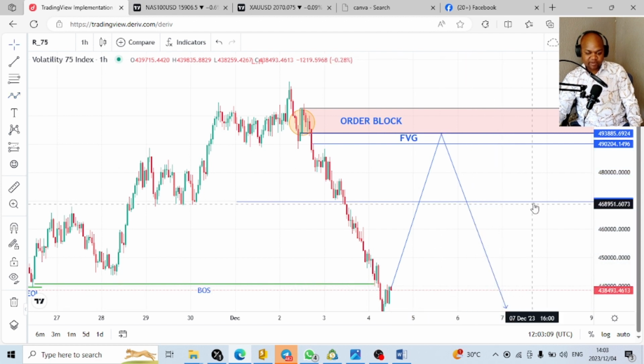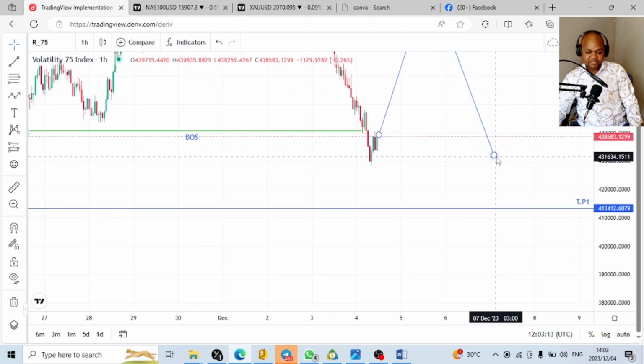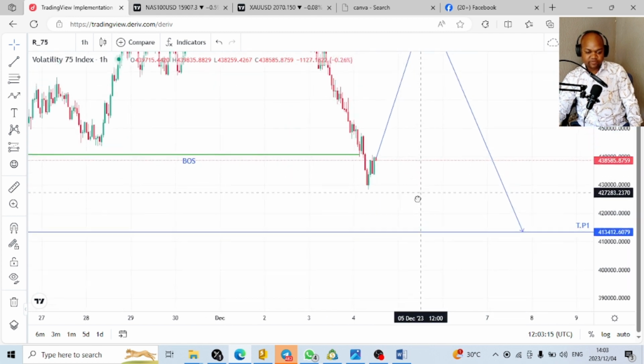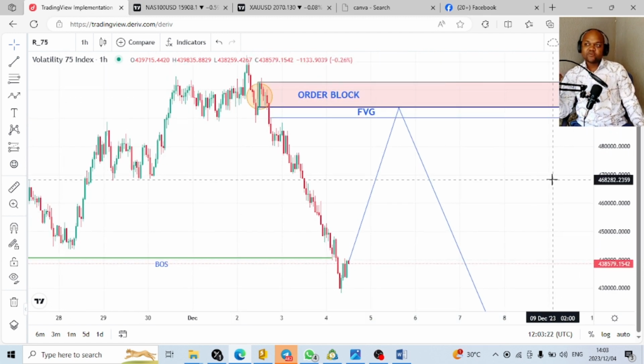So that's what I'm currently seeing in Volatility 75, and we can see price is likely going to come to this level. So this is my prediction on Volatility 75. We are trying to align our monthly, daily, weekly, 4-hour chart, and also our 1-hour chart with the monthly bias, which is bearish. So we were looking for an opportunity where we can sell in Volatility 75.